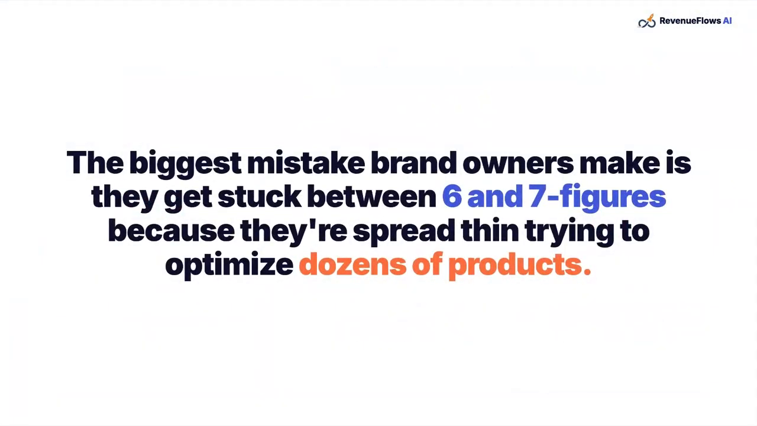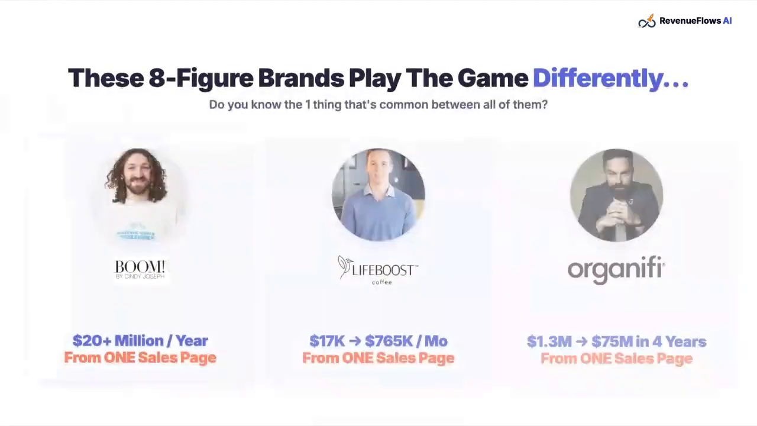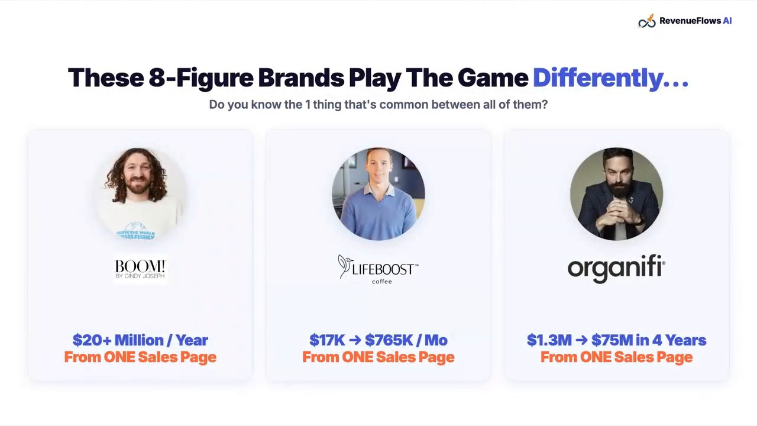The biggest mistake brand owners make is they get stuck between 6 and 7 figures because they're spread way too thin trying to optimize dozens of products. But if you look at these 8-figure brands, they do it completely differently. So Ezra Firestone, who founded the brand Boom by Cindy Joseph, generated $20 million a year from just one sales page. Life Boost Coffee, Matt Clark took his brand with Charles Livingston, and they took it from $17K a month to $765K a month from just one sales page.